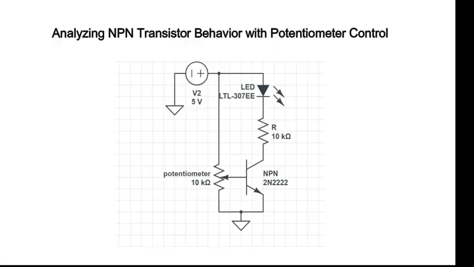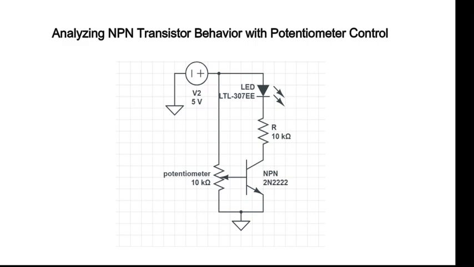Here we have a basic NPN transistor circuit. The base of the transistor is connected to a potentiometer, which allows us to adjust the base voltage VBE. The emitter is connected to ground, while the collector is linked to a 10 kilo-ohm resistor, which then goes to an LED. The LED is connected to VDD, the positive supply voltage.